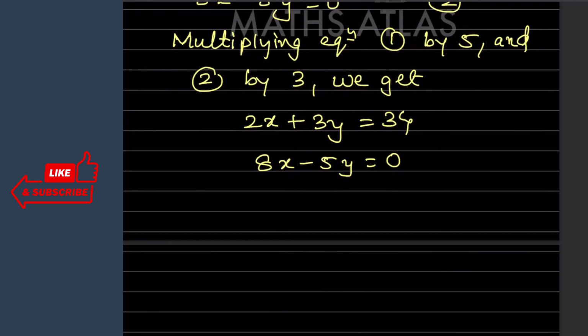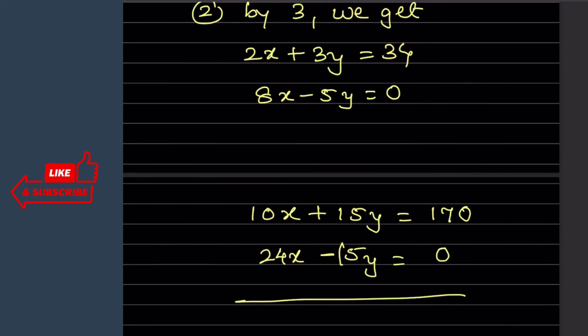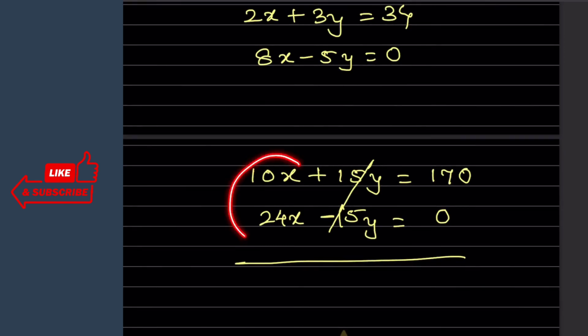So now what will be the first equation? That is going to be 10x plus 15y is, if I multiply 34 by 5, 170. Now if I'm multiplying the second equation by 3, 3 8s are 24x, then 3 into 5 is going to be 15y, and 0 into 3 is going to be 0. Now see here, plus 15y and minus 15y, this gets cancelled. So when we add these, that is going to be 34x is 170.